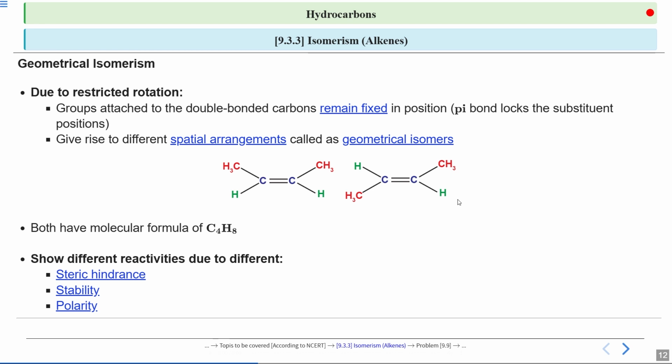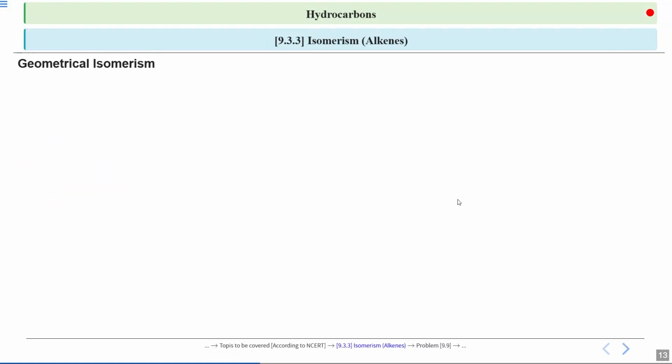On the second case, they are on the opposite side. So, their spatial arrangement has changed. Let us continue with the topic of geometrical isomerism.